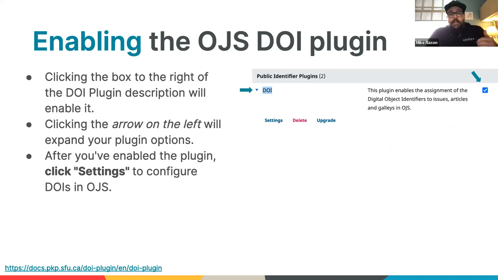Clicking the box to the right of the plugin description will enable it. And once it's enabled, you'll be able to click a little arrow, just to the left of the word DOI there. OJS uses these a lot to expand and collapse menus. Then you click that button to expand the menu, and you'll see the button to click on settings to configure DOIs in OJS.